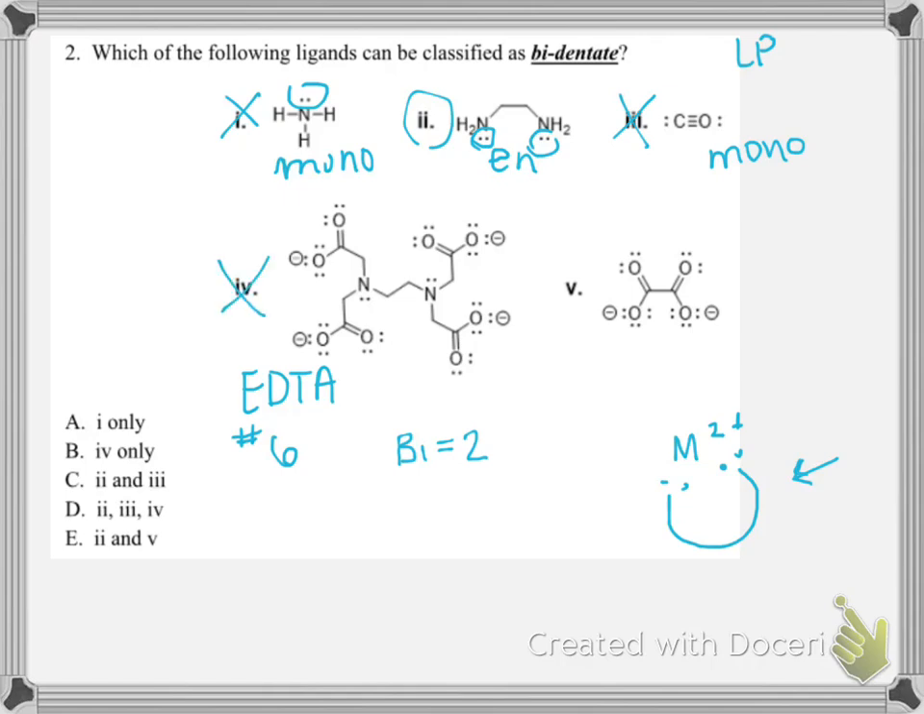And in number 5, these negatively charged oxygens would each be able to butt up against some metal and coordinate. And these ones would stick up into space, away from the metal. So we would have two possible coordination sites, making this also bidentate. Okay, so the answer here is E.